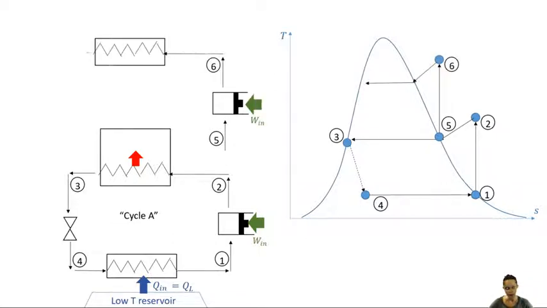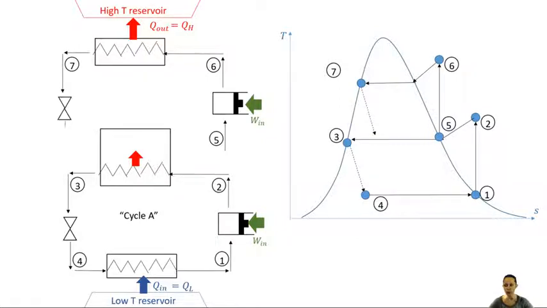Simple, ideally isentropic compression process, constant pressure heat rejection process to your high temperature reservoir, isenthalpic throttling, and then you've got a constant pressure heat addition process, and that heat added to that cycle on the very top is coming from the bottom cycle. So you've got cycle A and you've got cycle B.